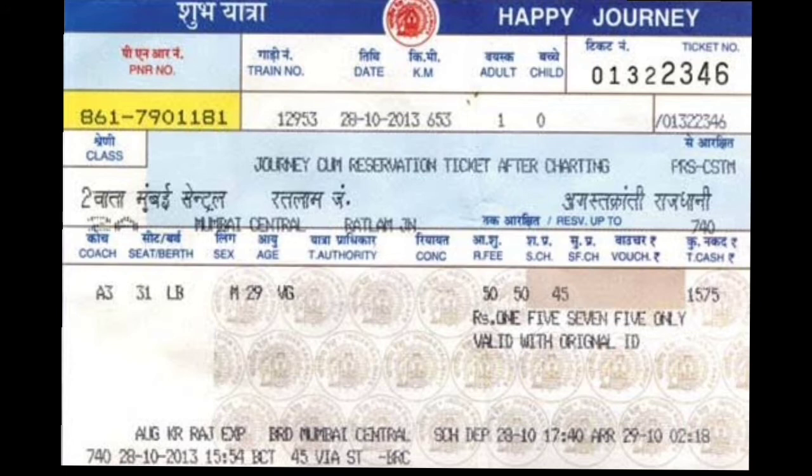Generally when people travel a long journey, they reserve a ticket. On the screen you can see a reservation ticket. According to this ticket, the person is traveling from Mumbai Central to Ratlam Junction.